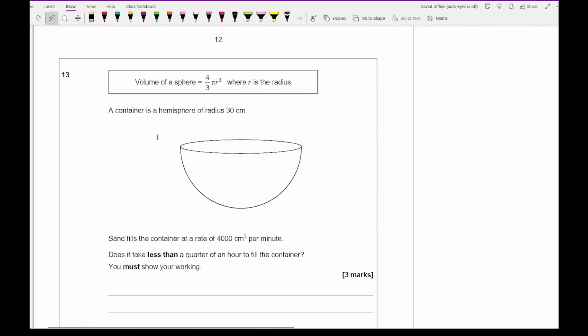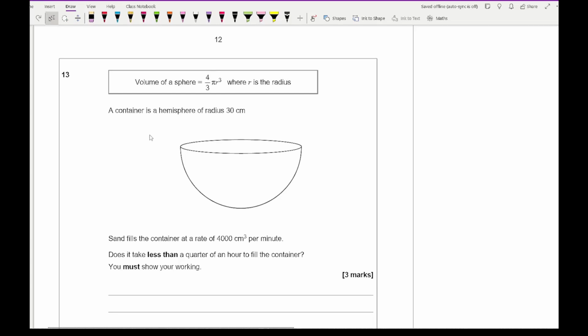Then moving on to question 13, it says the volume of a sphere is 4/3 pi r cubed, where r is the radius. A container is a hemisphere with a radius of 30 centimeters. Sand fills the container at a rate of 4,000 centimeters cubed per minute. Does it take less than a quarter of an hour to fill the container?